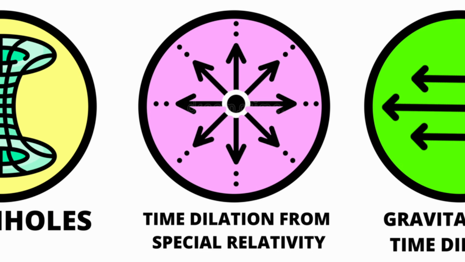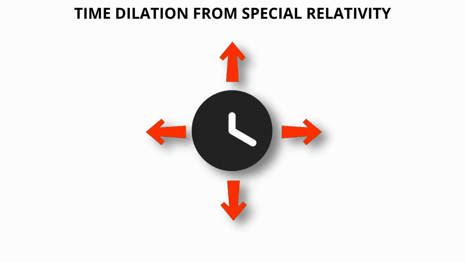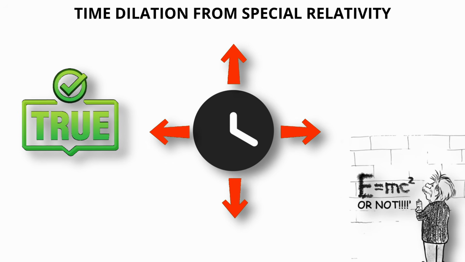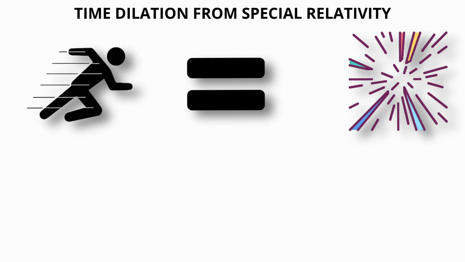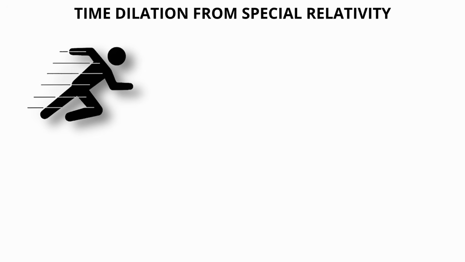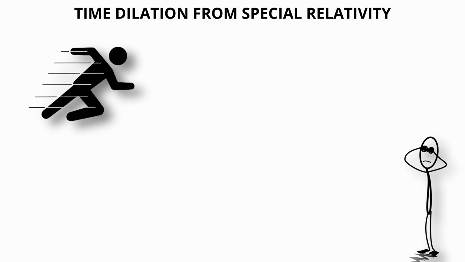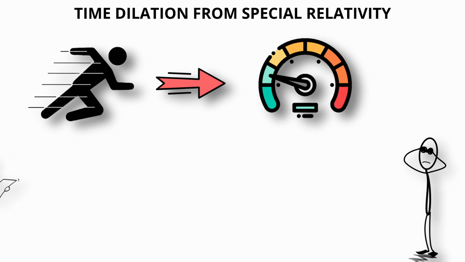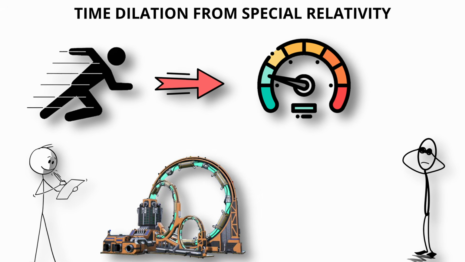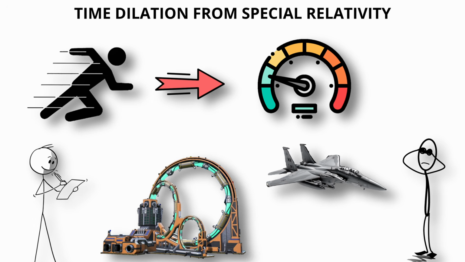Time dilation from special relativity. Time dilation is a real and experimentally confirmed consequence of Einstein's special relativity. It occurs when an object moves at speeds close to the speed of light. From the perspective of a stationary observer, time for the high-speed traveler slows down. This has been observed in particle accelerators and with atomic clocks on fast-moving jets.